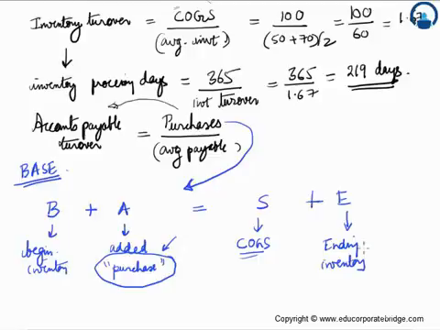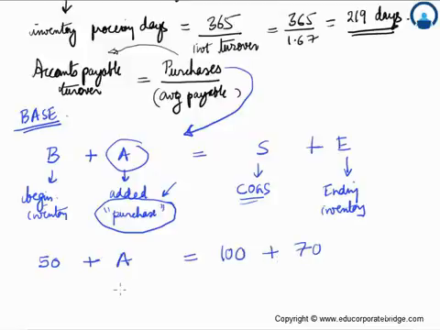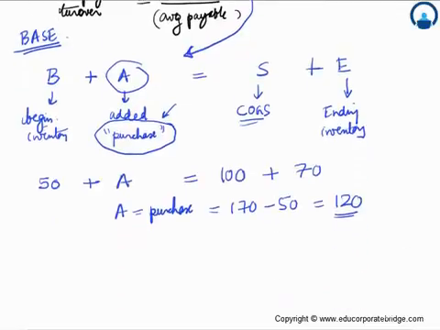So if we look at this formula, the only unknown variable is A. All other numbers we already know. The beginning inventory here is 50. Don't know what is the addition. Cost of goods sold was 100 and your ending inventory is 70. So we are able to find out what is A, which is also called purchases during the year. This would be 170 minus 50, which is equal to 120. So we have the numerator in place and you will use the base equation for calculating the same.